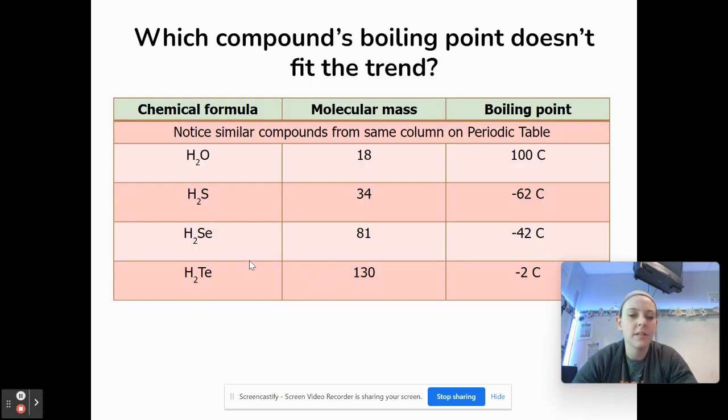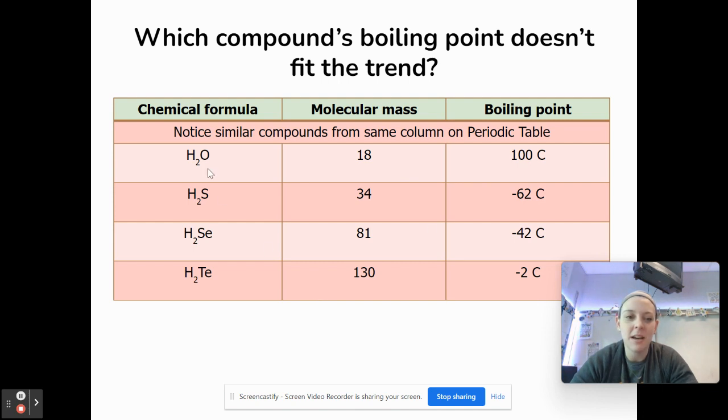Then we see something strange. These are all covalent compounds. They're all two nonmetals. But you'll notice that these elements, which are from the same column in the periodic table, oxygen, sulfur, selenium, tellurium, the boiling point for oxygen is kind of an anomaly for water here. Notice that its boiling point is 100, whereas the next one down in the column with sulfur, the hydrogen sulfide, has a really drastic difference in boiling point. So why does that happen?